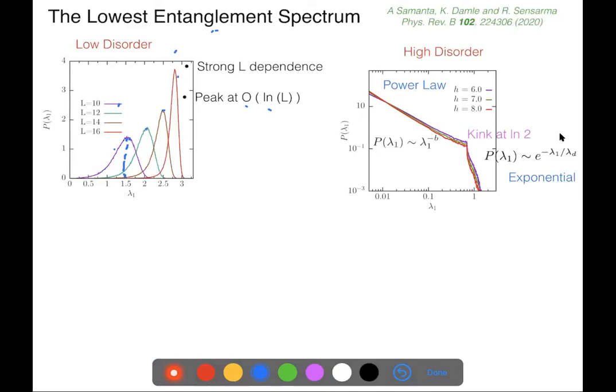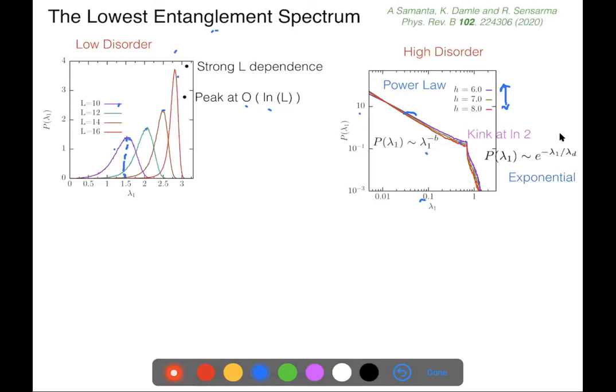You go to high disorder, the same distribution. This is, however, plotted in a log scale. It looks very different. At low lambda, which means we are looking at eigenvalues which are very high and close to 1. Remember, eigenvalues are probabilities, they cannot be larger than 1. So we are looking at eigenvalues which are very close to 1. You see that the distribution is a power law. This is for 3 different high values of the disorder. P of lambda 1 goes as lambda 1 to the minus B. There's a kink exactly at log 2.